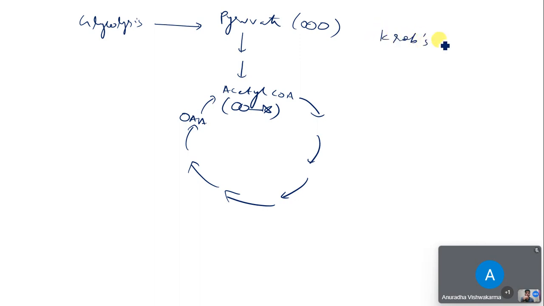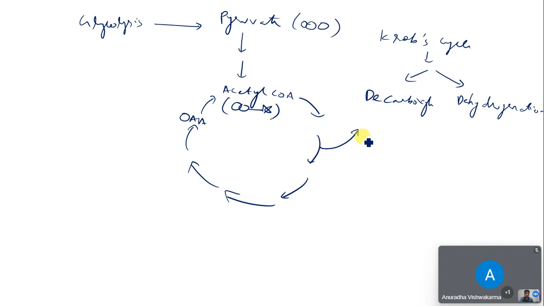If I ask you to define the Krebs cycle, how will you define it? The whole Krebs cycle consists of two major reactions that are happening. Can you guess that? First one is decarboxylation, and the other is, I guess, removal of hydrogen, dehydrogenation. So the entire Krebs cycle can be summarized as a cycle of decarboxylation and dehydrogenation.